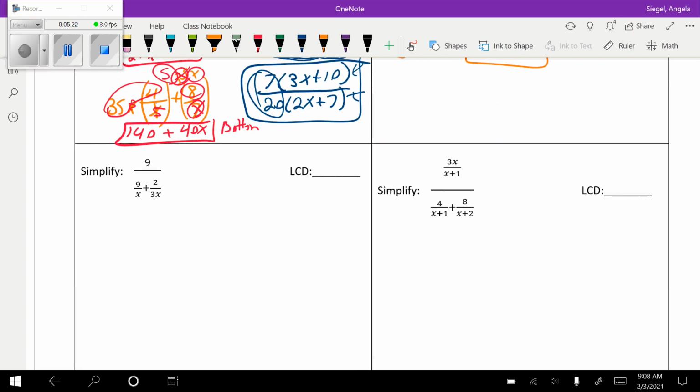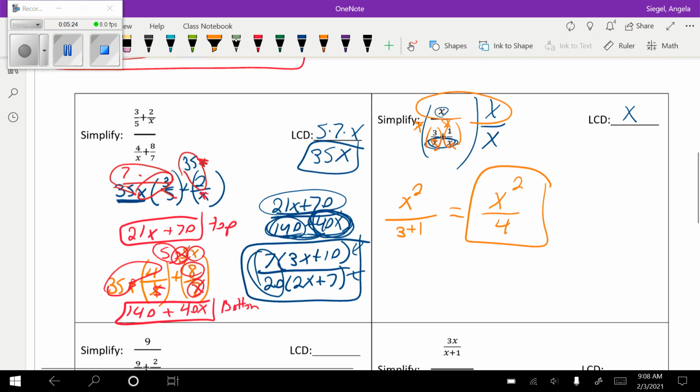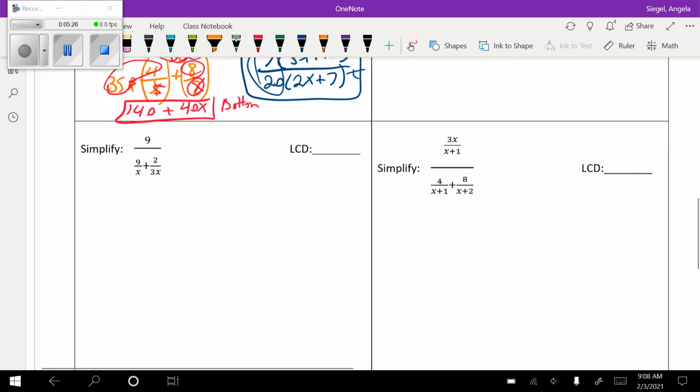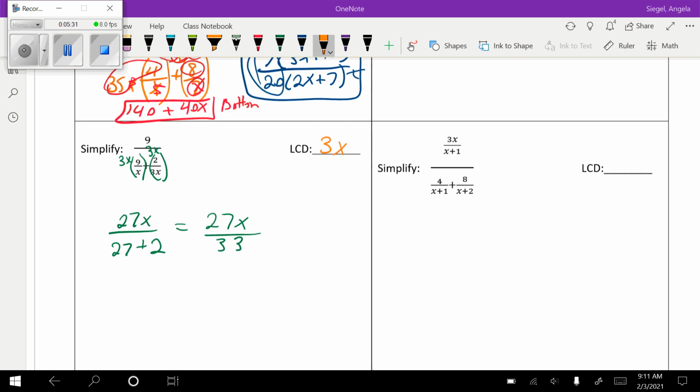Okay, so the next one is very similar to the one that we just did. So see if you can do this one. Find the LCD and take it away. Okay, let me show my steps here. We are multiplying both the top and the bottom by 3x. On top, nothing canceled out, and I was left with 27x. And on bottom, these canceled out, so I was left with 27. That's where that's coming from.